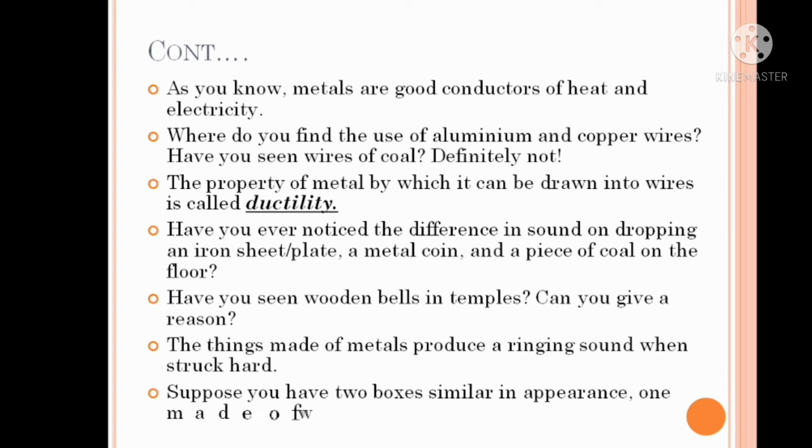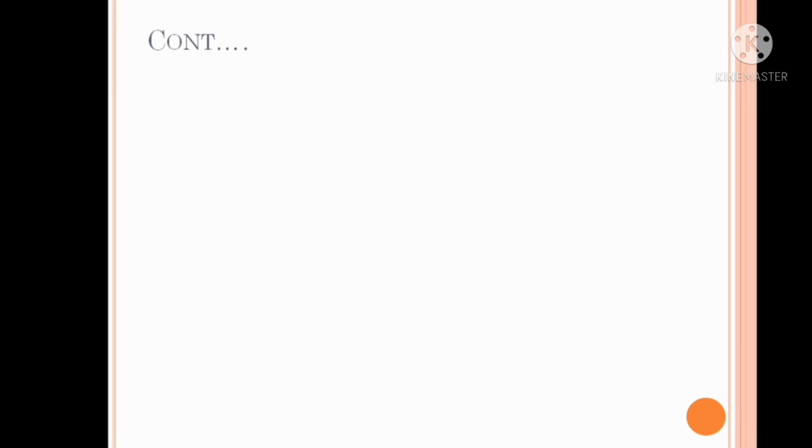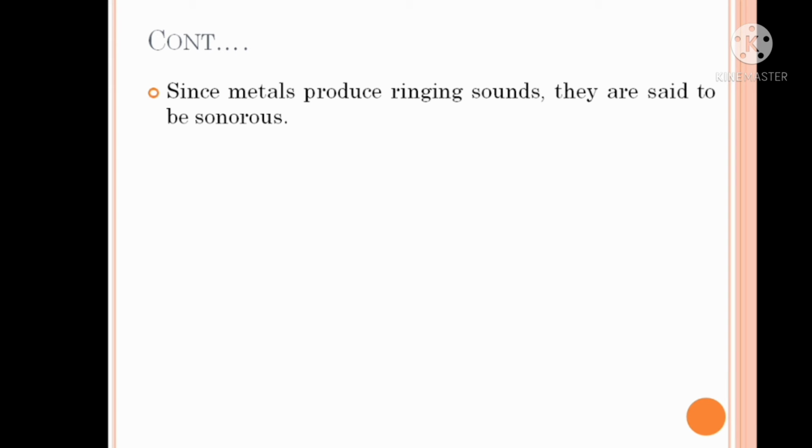Suppose you have two boxes similar in appearance, one made of wood and the other of metal. Which one gives more sound? Of course metal. Since metals produce a ringing sound, they are said to be sonorous. That means here we have to understand the word sonorous. Sonorous basically means producing a ringing sound in metal.